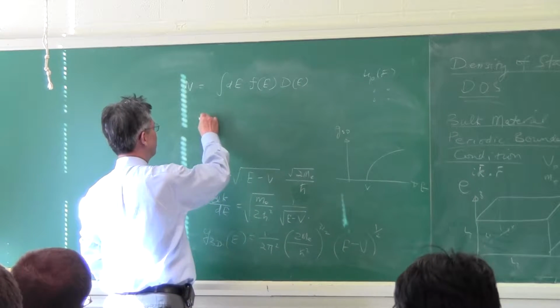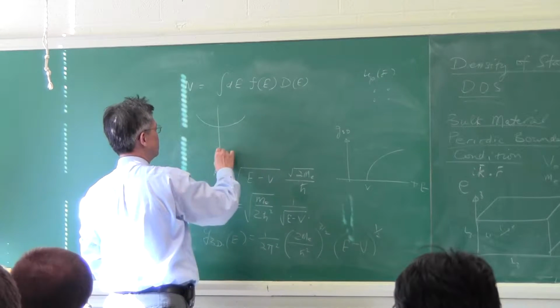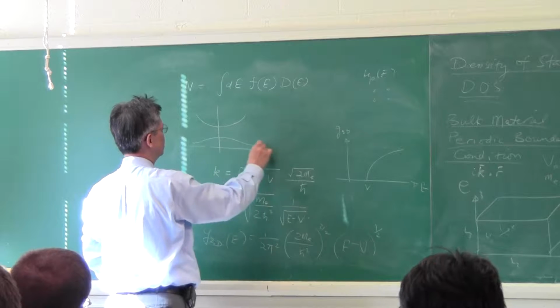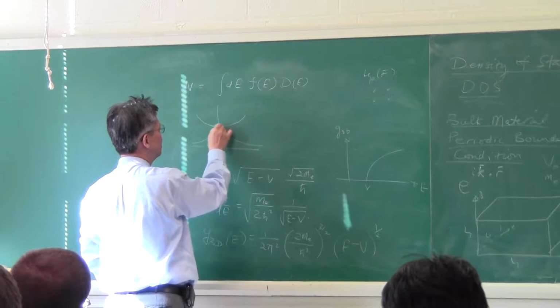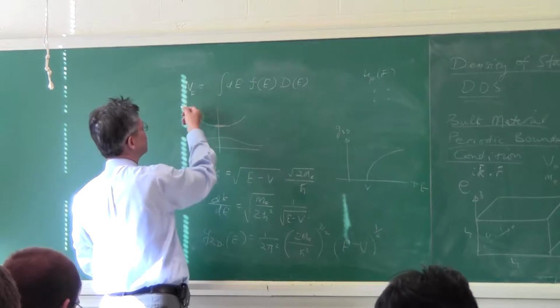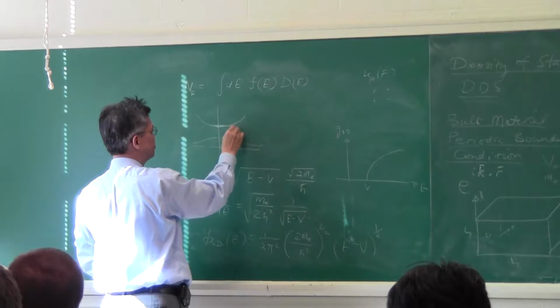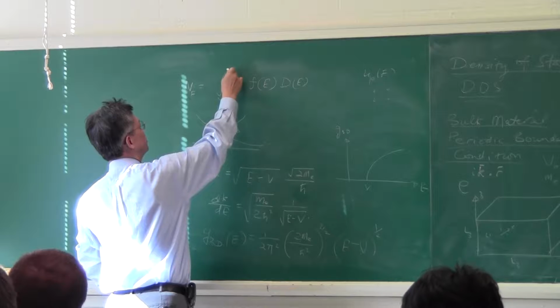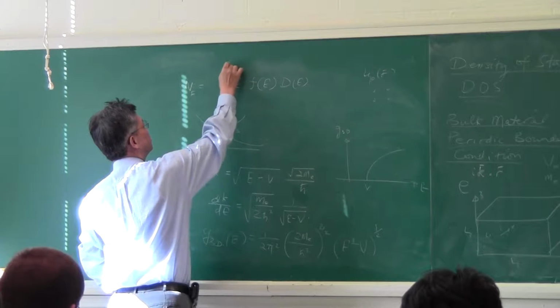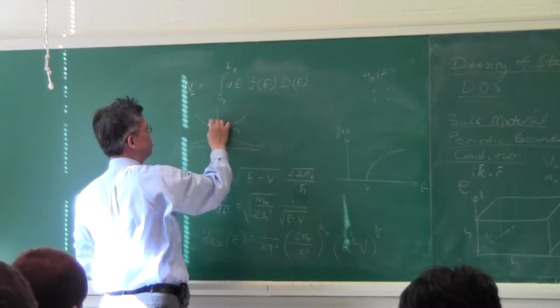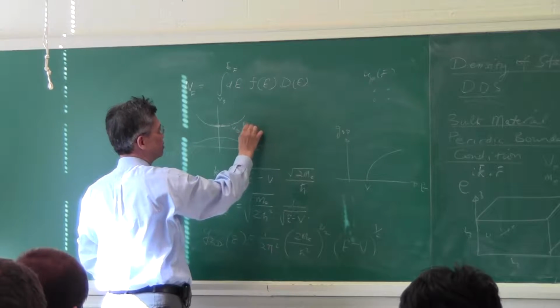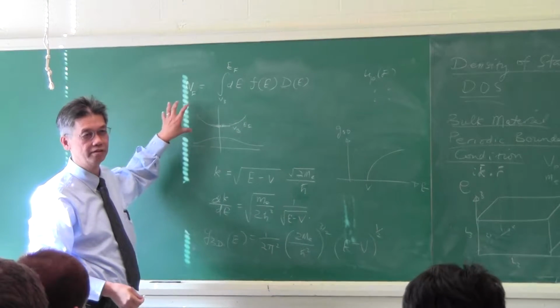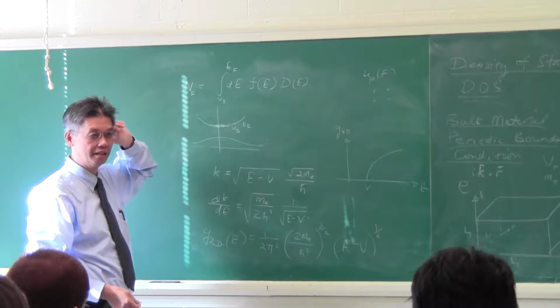you might have something like this. Okay, you might want to find out how many free electrons I have. You will integrate from the bottom of the conduction band to the Fermi level. Okay, this would be a Fermi level, right? You just do this integral to calculate the number of electrons you have.